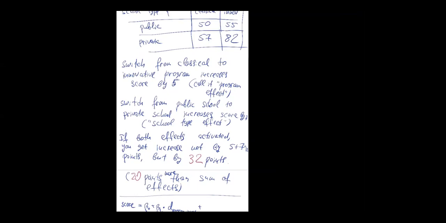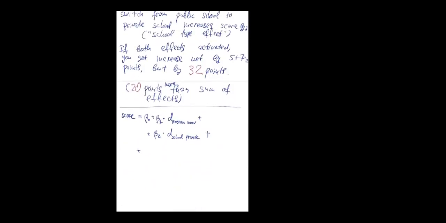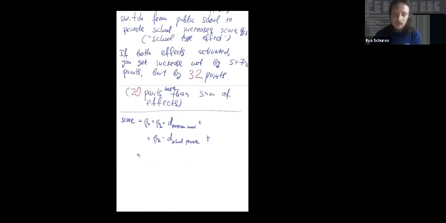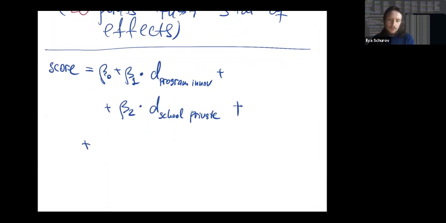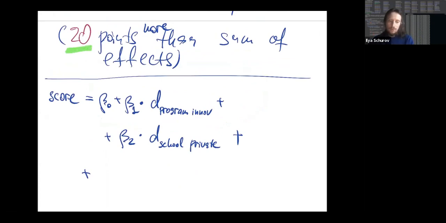So okay. Now we should understand where we got these 20 more points. I want to update my regression model so that this new regression model can catch these 20 points. My previous model only caught additive effects, but now I want to catch this non-additive interaction. How to do it? I want to add some new term here, some new beta 3. And what should I multiply beta 3 by?